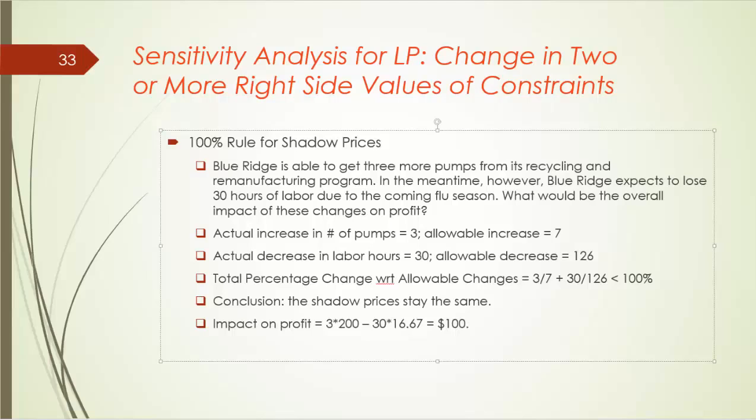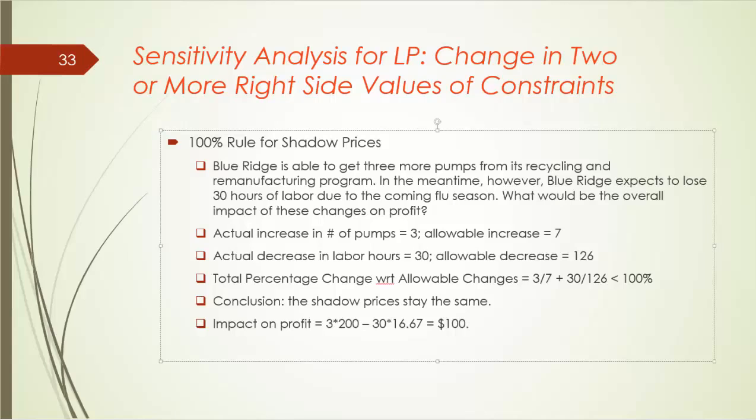Blue Ridge is able to get 3 more pumps from its recycling and remanufacturing program. In the meantime, however, Blue Ridge expects to lose 30 hours of labor due to the coming flu season. What would be the overall impact of these changes on the optimal profit? First, there's an increase of 3 pumps with the allowable increase being 7, and there is a decrease of 30 hours of labor with the allowable decrease being 126.